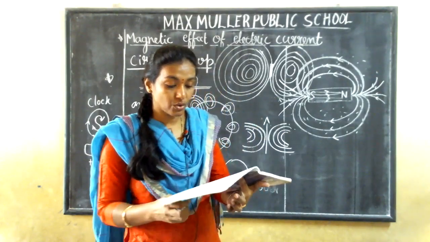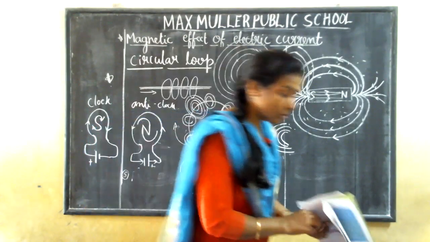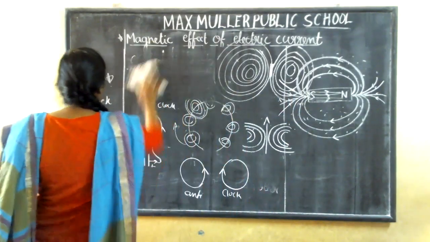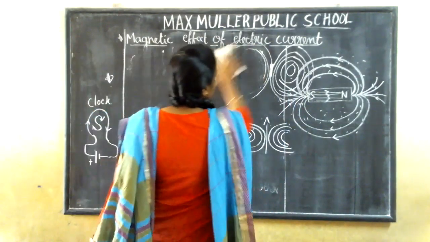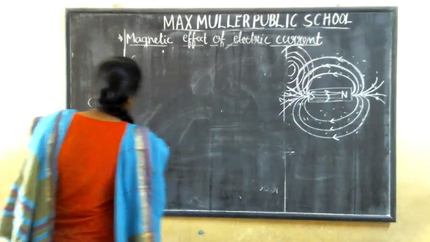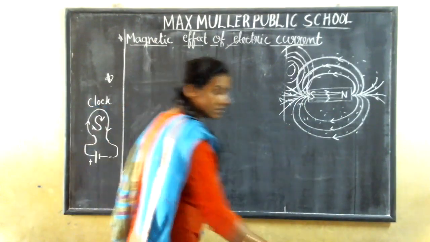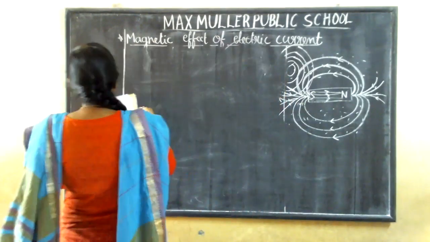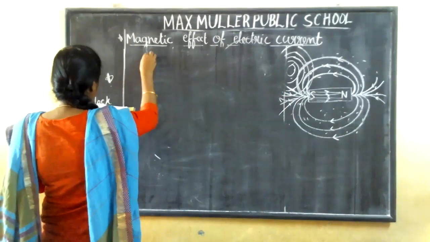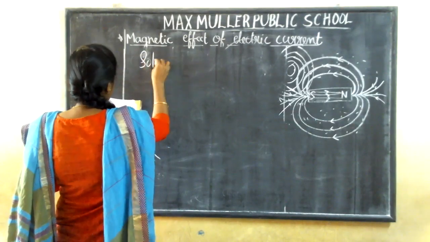Magnetic field due to current in a solenoid. Whenever children hear this word, they get very worried. What is the meaning of solenoid? Let us see. It is very easy actually, if you understand; otherwise, difficult. Magnetic field due to current in a solenoid.